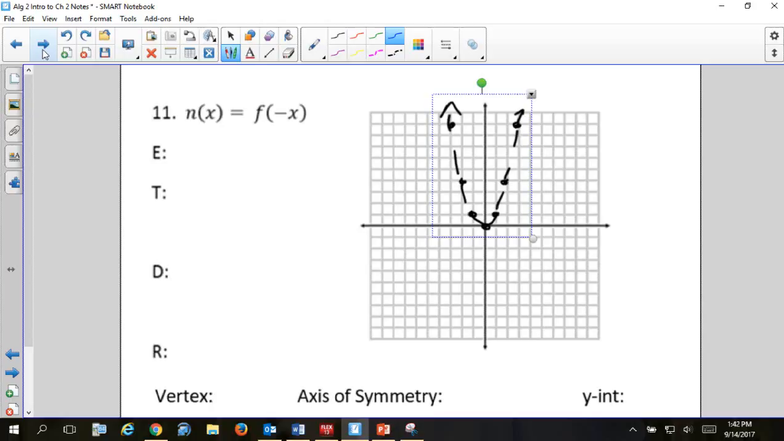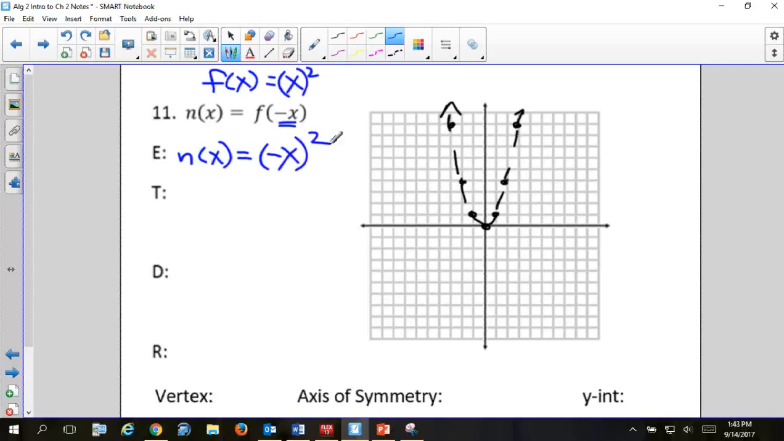So we have f of negative x this time. N of x is equal to f of negative x. If it's f of something, that means replace x with parentheses negative x. So instead of f of x equals x squared, we have to replace x with negative x. So n of x equals parentheses negative x, close the parentheses, squared. This is a reflect in the, Aiden? Yes, reflect in the y-axis.